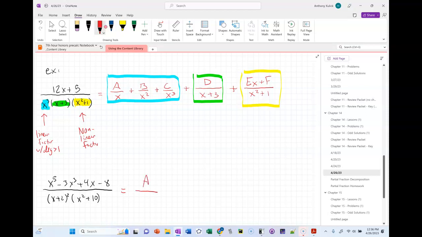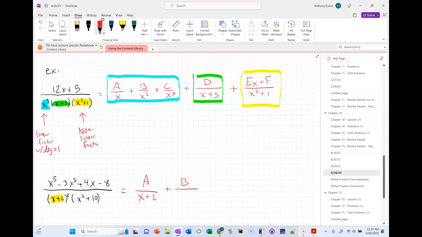Okay, sure. Over x plus 10. No. 2. Right? Where is that coming from? Because we have an x plus 2 as a factor in the denominator. Okay, what else do we need?